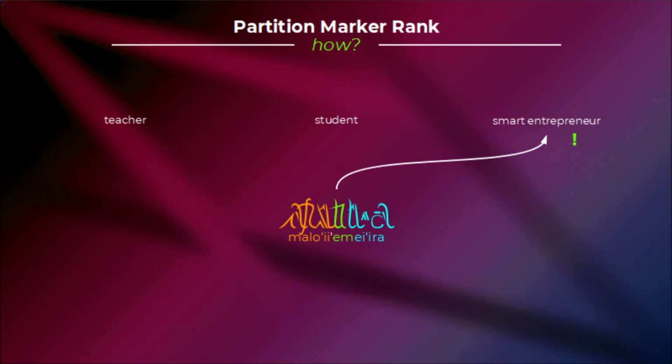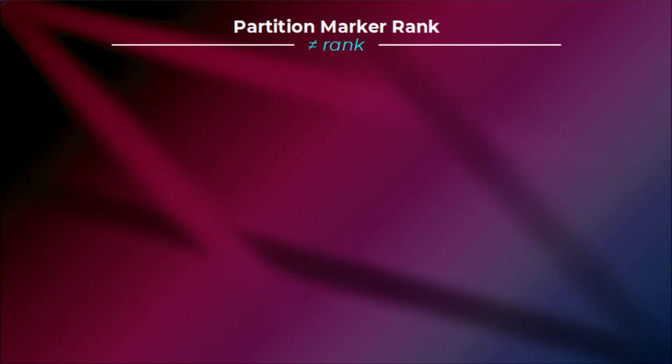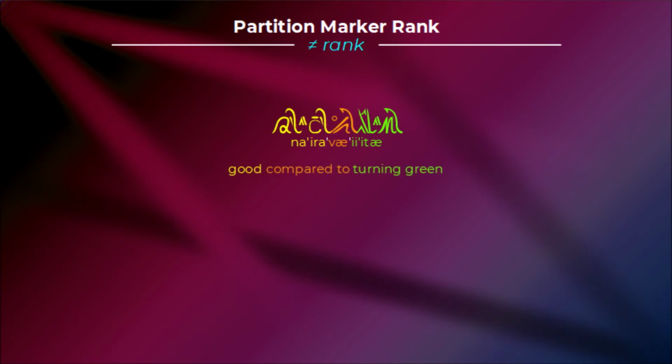With the newly acquired knowledge of partition marker ranks, we can now distinguish three words from one another, while we previously didn't know what the word in question meant. So if two partition markers of a different rank become neighbors within the same word, then the higher rank will split the word into partitions, and the lower rank will arrange itself within the partition. In this example, vai outranks yi. So this is the structure of our word. Na ira vai yi itai means good compared to turning green, or in proper English, better than turning green, or better than turning it green.